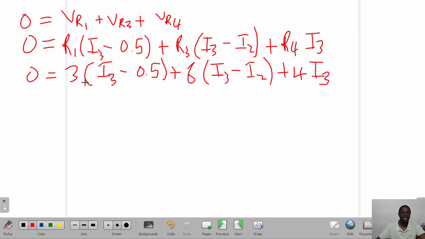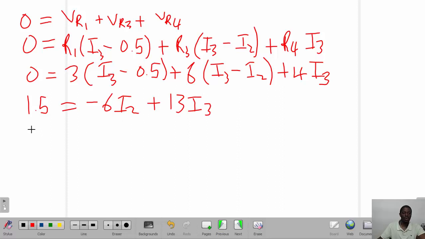And then you see that this is common. So when we multiply 3 by 0.5, we have minus 1.5, which we take over the equal sign, which is simply 1.5. This equal to, we've got R3, and that is common. And then we've got a minus I2 here. So we've got minus 6I2 plus the I3 terms, which is 6 plus 3 plus 4, which gives us 13I3.